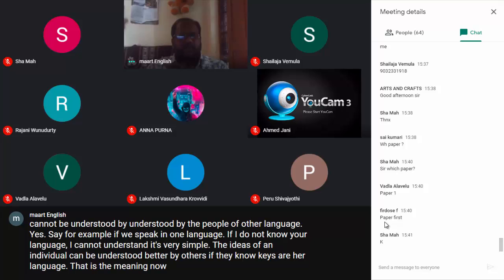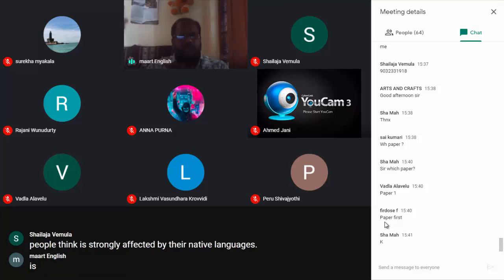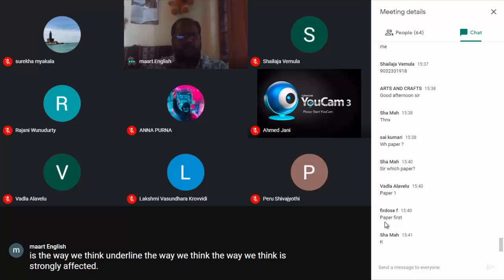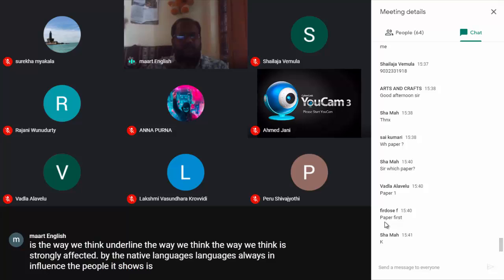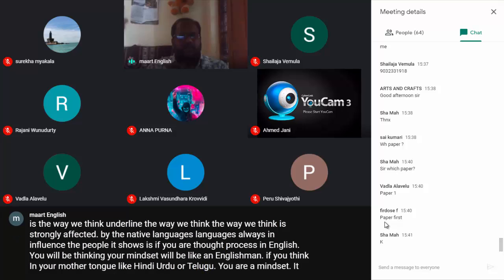Now, point 2. The hypothesis states that the way people think is strongly affected by their native languages. Yes. The way we think, underline, the way we think is strongly affected by the native languages. Languages always influence the people, it shows. If your thought process is in English, your mindset will be like an Englishman. If you think in your mother tongue like Hindi, Urdu or Telugu, your mindset goes like that only.